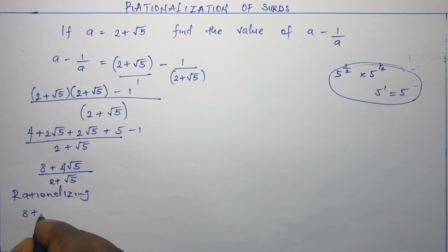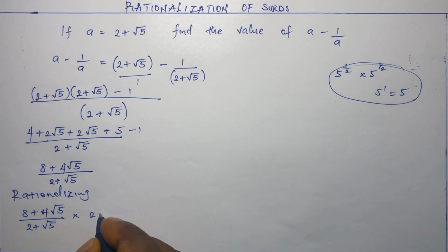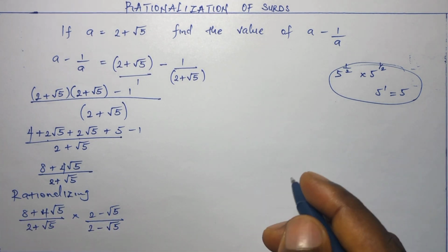So we have 8 plus 4 root 5 divided by 2 plus root 5. We're going to multiply up and down by the inverse of this. So we have 2 minus root 5, since it's positive root 5 in the denominator, and then also times 2 minus root 5 on top. Good. So we're going to multiply across the board.